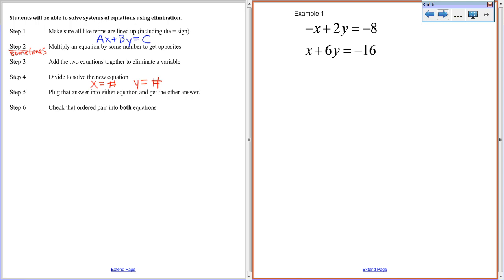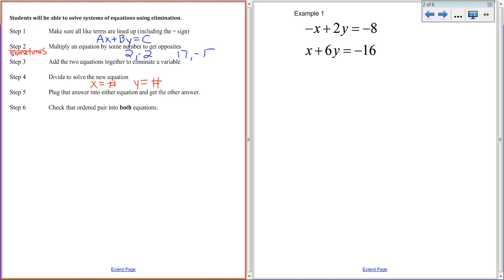Brianna? Positive and negative, and very specifically it would be like 2 and negative 2. It might be 17 and negative 17. It has to be the same number, just one is positive and one is negative. So when we look at example 1, do we have any opposites already? Yeah, we're at David.